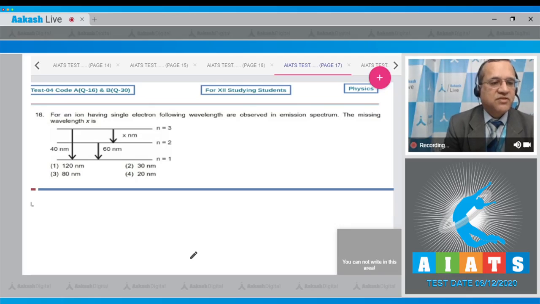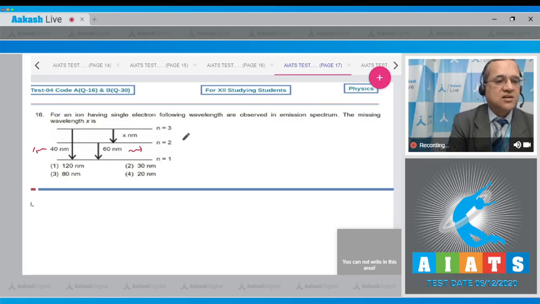Question number 16. For an ion having a single electron, the following wavelengths are observed in the emission spectrum. The missing wavelength X is. Now dear student, in this case the wavelength is given as 40 nanometer, whereas in this case you have to determine X, and this is given as 60.